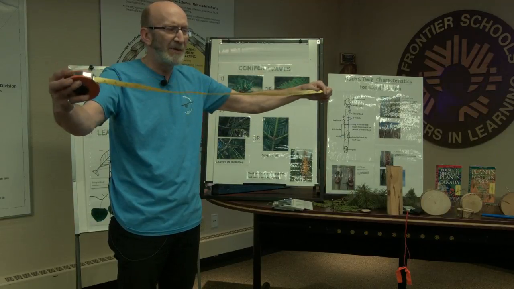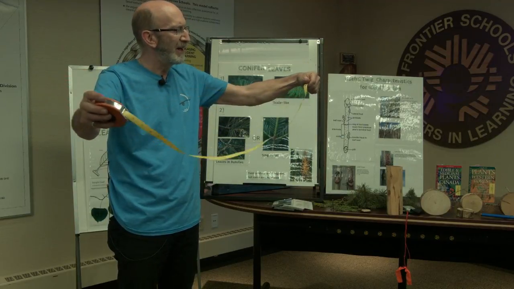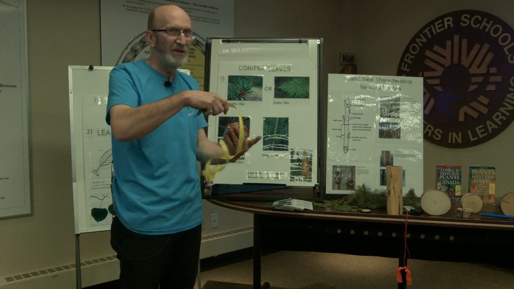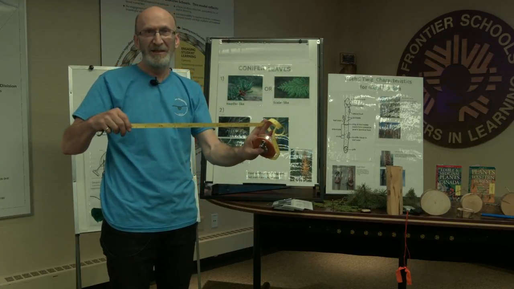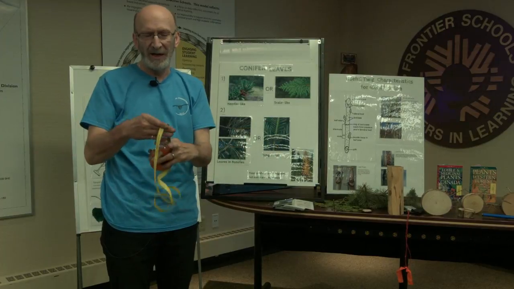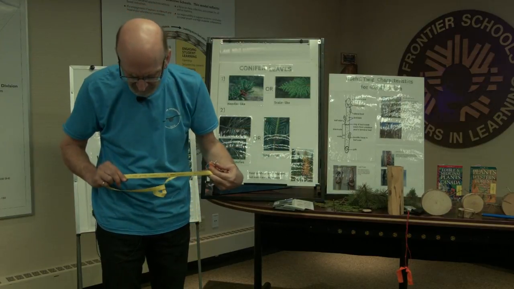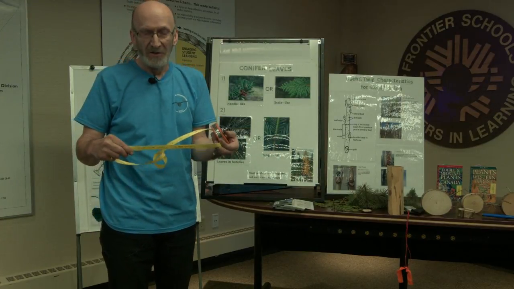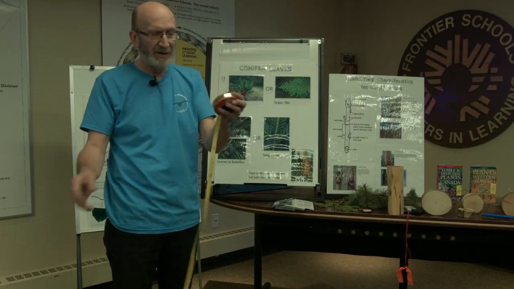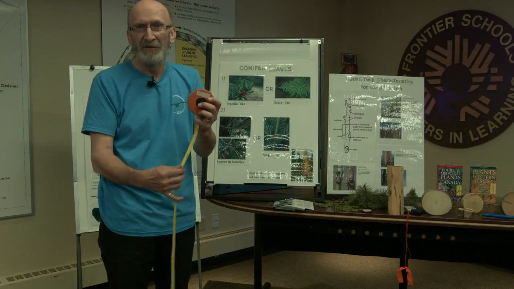So this diameter tape has two sides on it. One side is just a measuring tape that measures distance that you can use for anything. On the other side, it says diameter in centimeters. So this measurement is actually going to calculate the circumference of the tree and then convert that to diameter.